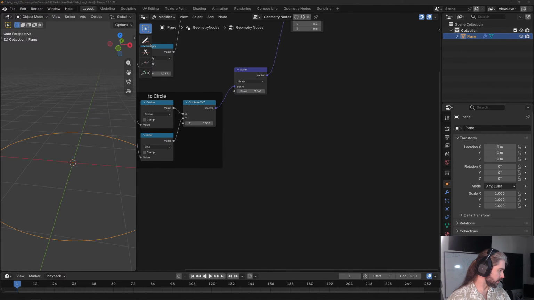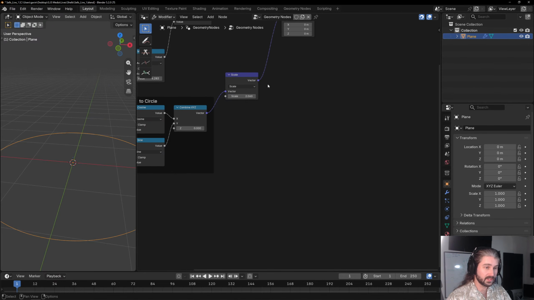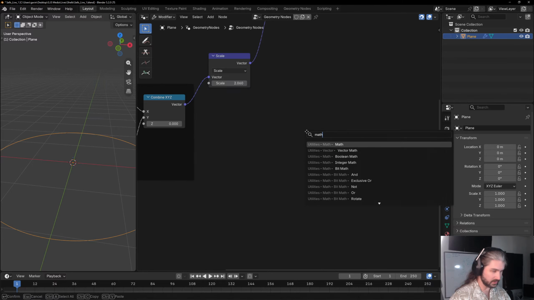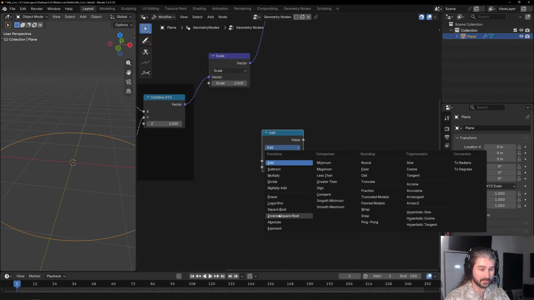Yeah, no, we need to find our, okay. Yeah, so we need our logarithmic equation to set the radius. In order to do that, we're going to need a lot of math nodes.